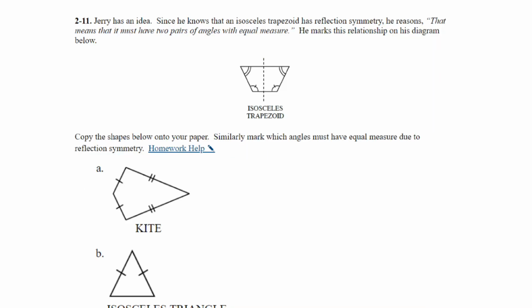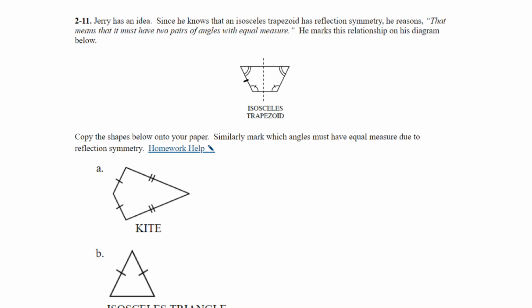Question 11. Jerry has an idea. Since he knows that an isosceles trapezoid has reflection symmetry, he reasons that means that it must have 2 pairs of angles with equal measure. He marks his relationship on his diagram below. So you can see the isosceles trapezoid.